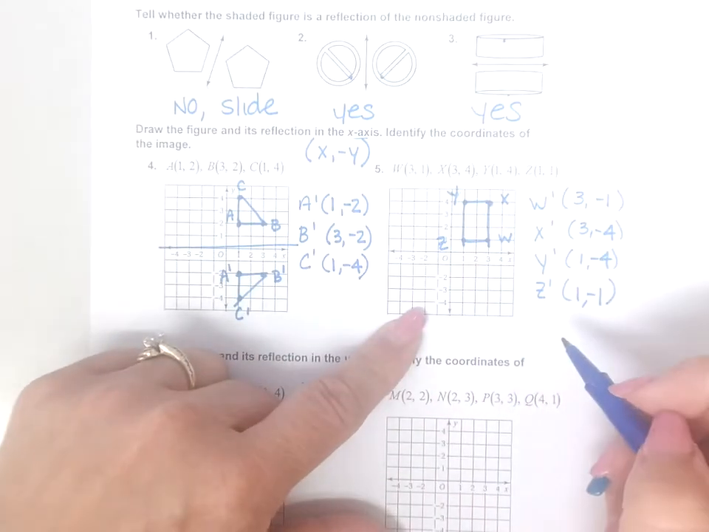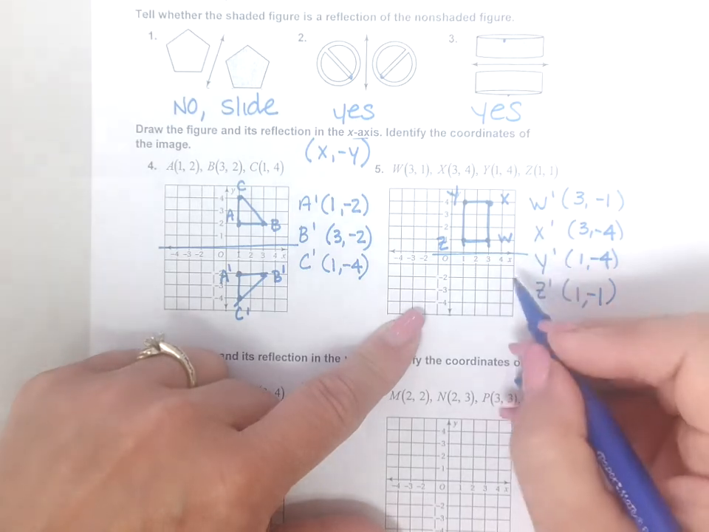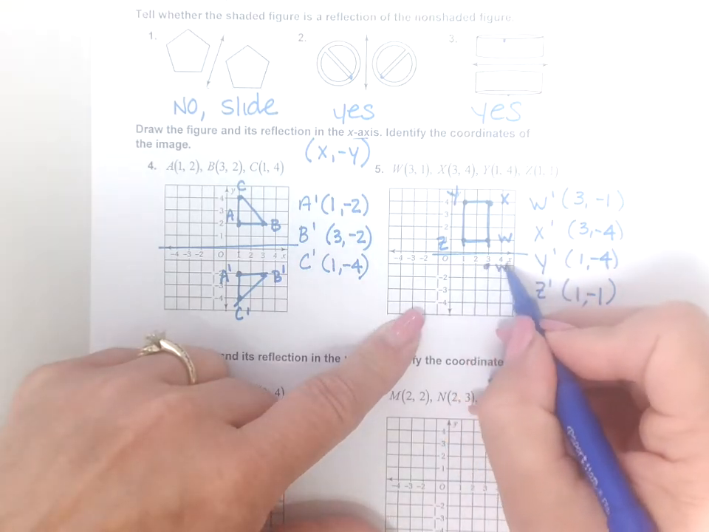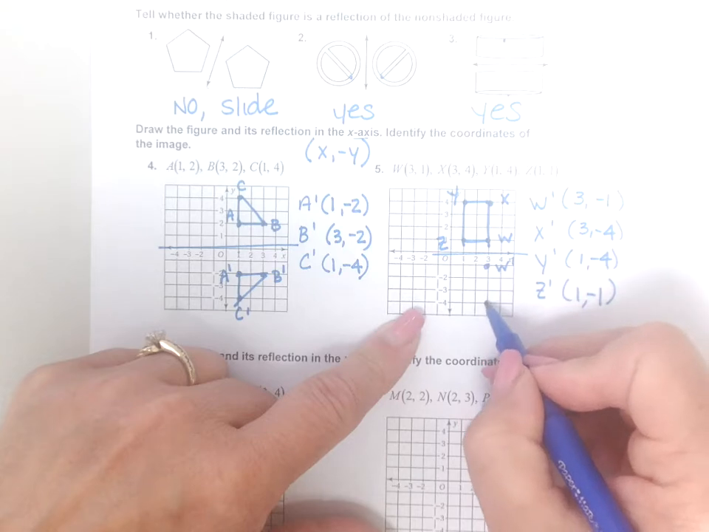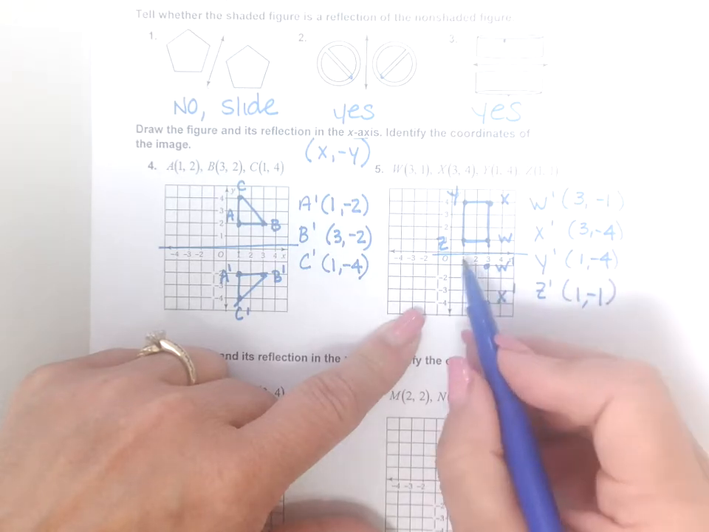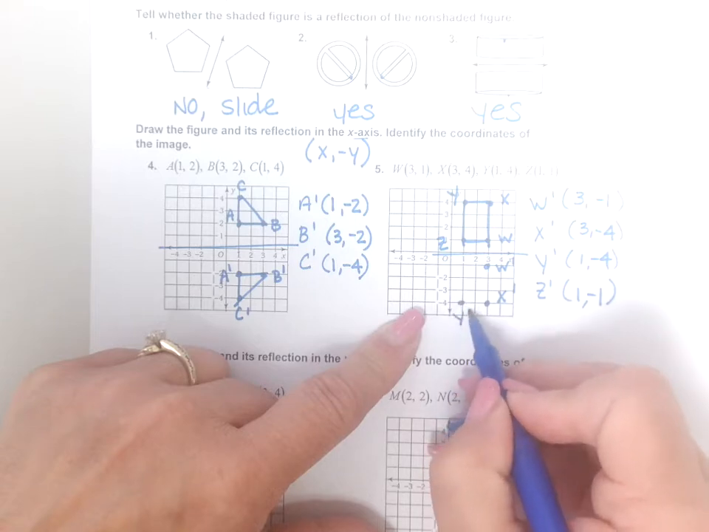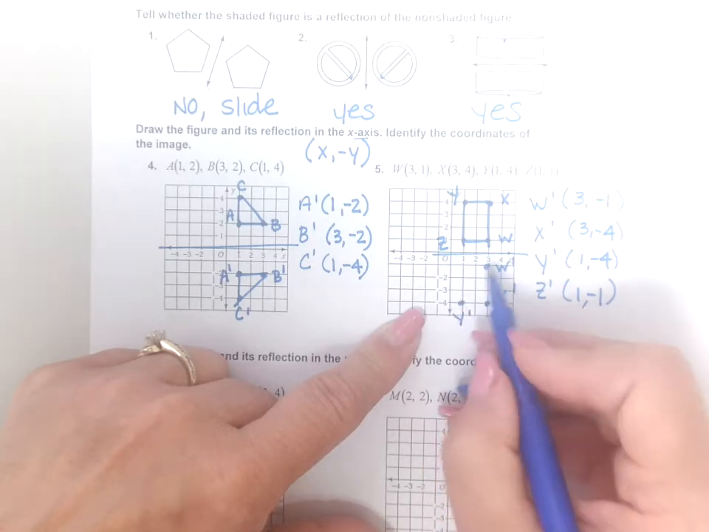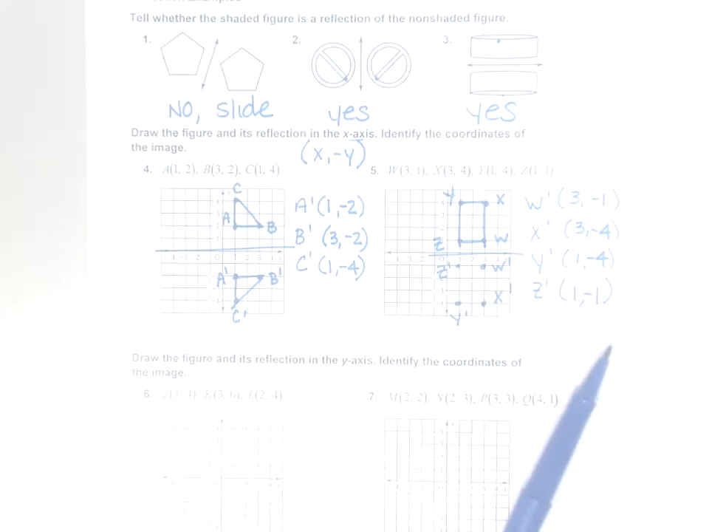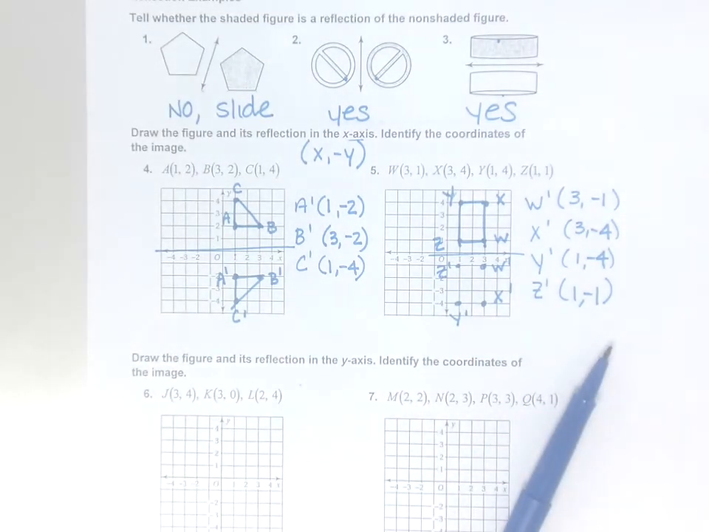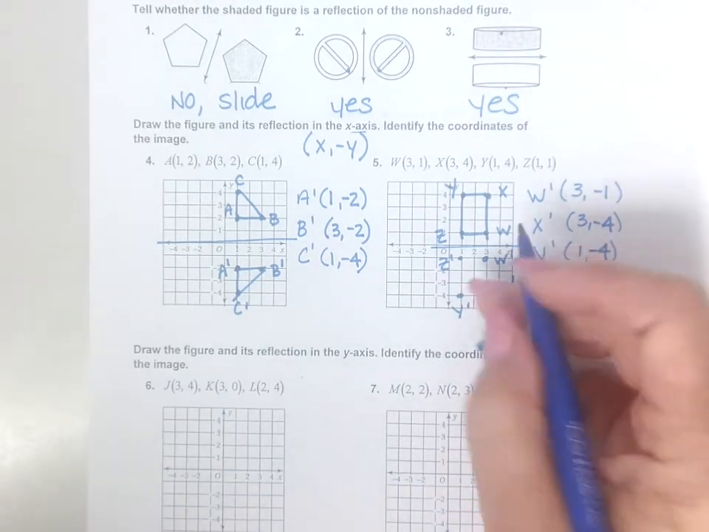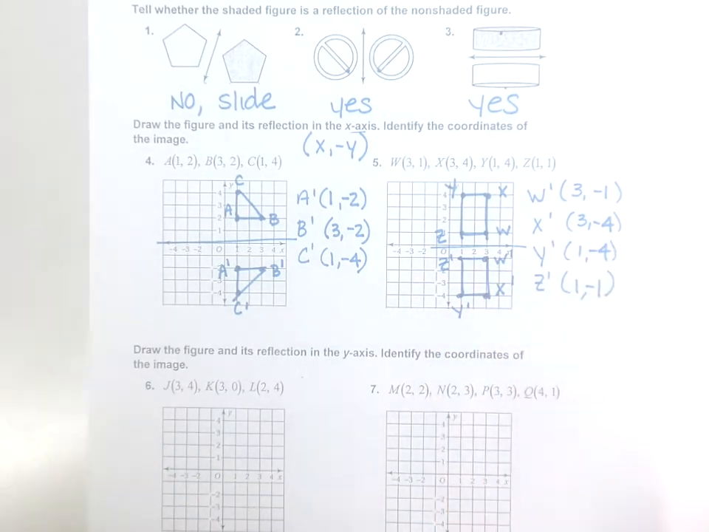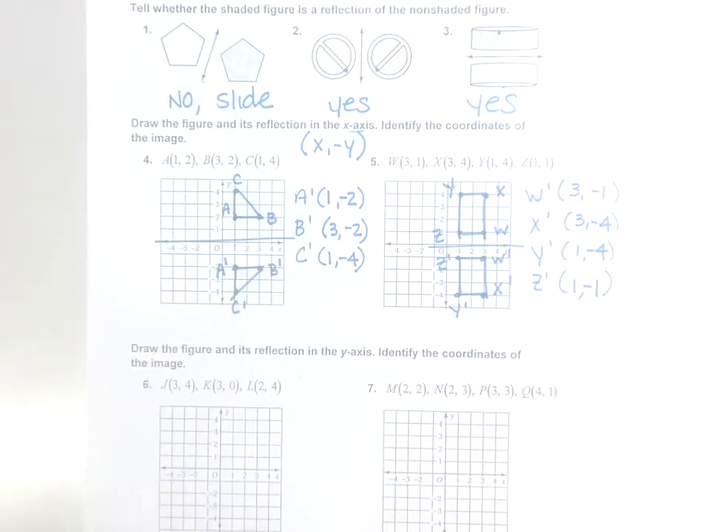Okay? Then I'm going to draw the other ones, and it should look like it flipped over this. I'm going to go 3, -1 for W prime, 3, -4 for X prime, and 1, -4 for Y prime, and 1, -1 for Z prime. Okay, let's draw it. And it's hard to tell with a rectangle that it flipped, so you have to look at the points and the letters, and then you can tell that it flipped. So Z would have to match up with Z.